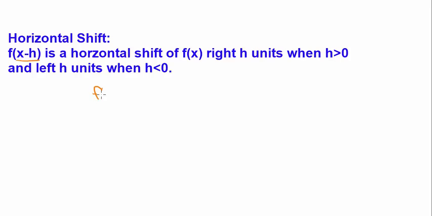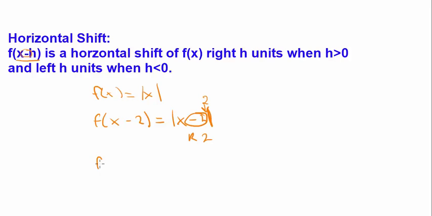Let's say f of x is equal to, let's just say, the absolute value of x. So f of x minus 2 is really equal to the absolute value of x minus 2. This is a horizontal shift to the right 2 units. And I know you're thinking, well, but it's negative. Well, the general form is always negative. So therefore, this is a positive 2. We put that in for h, and it becomes x minus 2.